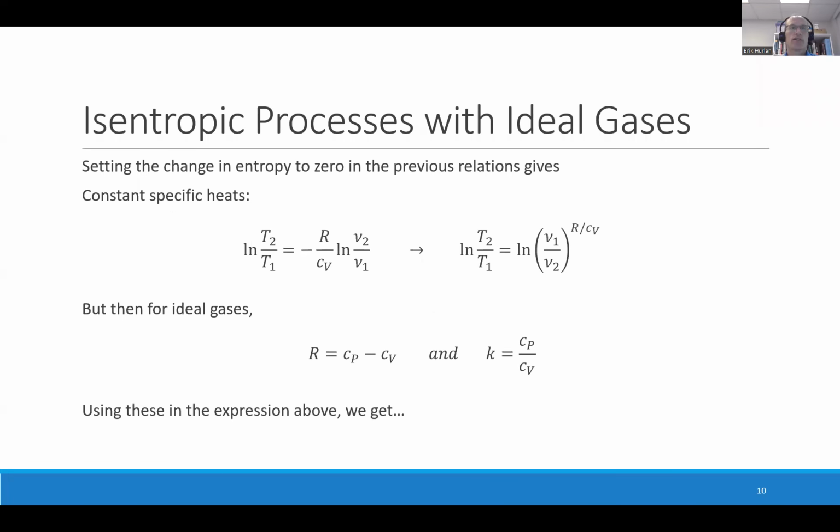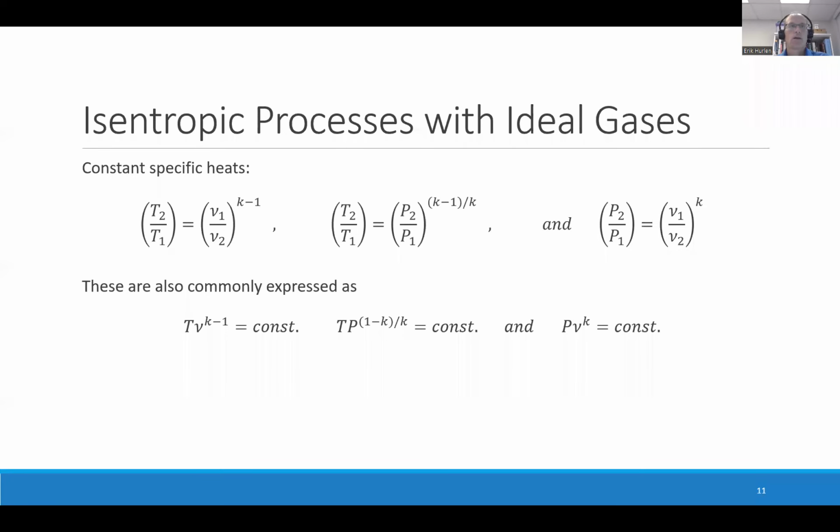If we have an isentropic process involving an ideal gas, then again, the left side of this equation is 0, and we get the relationship natural log of T2 over T1 is equal to negative R over Cv times natural log of v2 over v1. Remembering for ideal gases that R equals Cp minus Cv and k equals Cp over Cv, and doing some rearranging, T2 over T1 equals v1 over v2 to the power of k minus 1. It is also equal to P2 over P1 to the power of k minus 1 all over k. And pressure and specific volume are related through P2 over P1 equals v1 over v2 to the power of k.